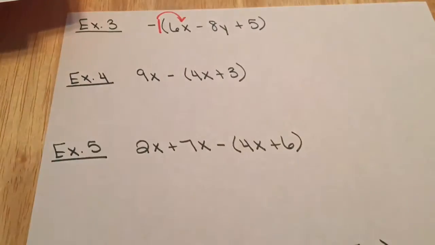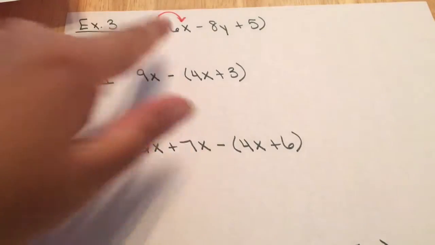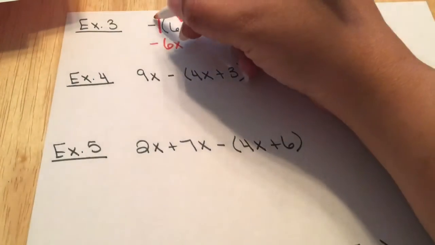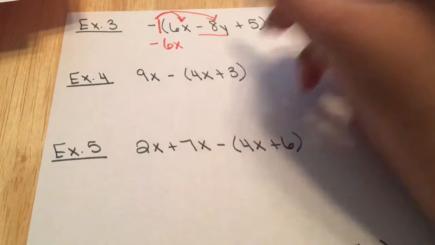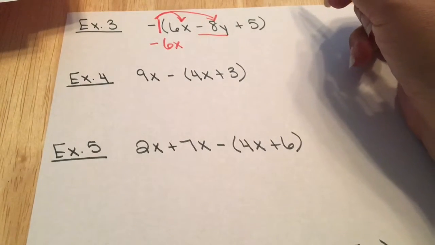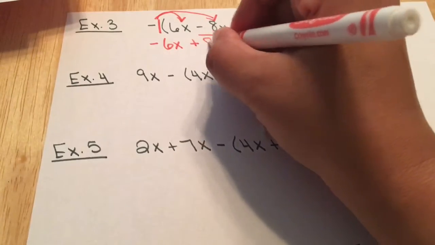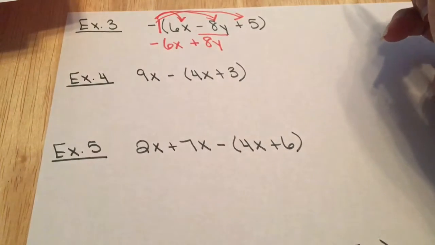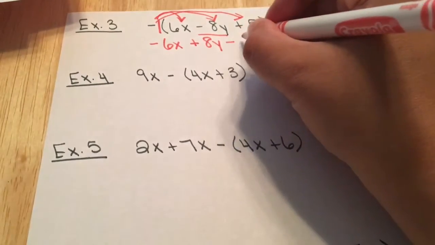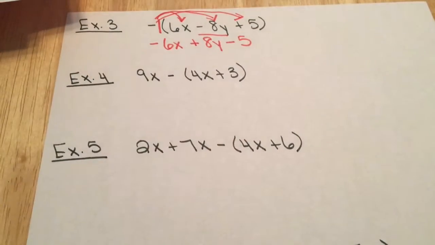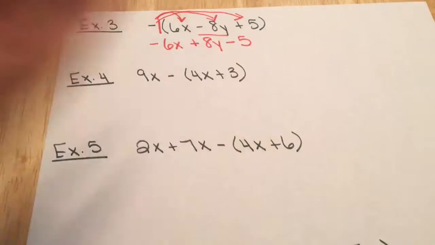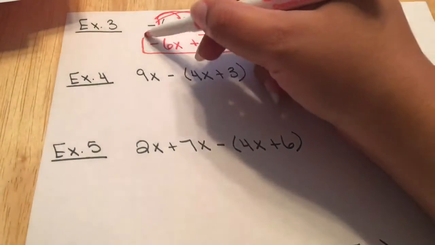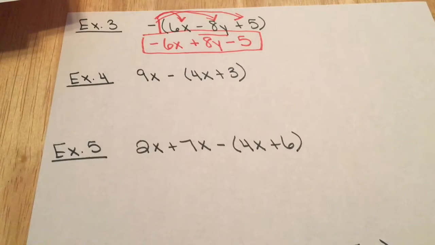Negative 1 times a positive 6x. We know a negative times a positive is going to be a negative 6x. Negative 1 times a negative 8y, it's going to be a positive 8y because we're going to take that sign in front of it. And negative 1 times a positive 5, we know that a negative times a positive will give us a negative 5. If I look to see any like terms here, I notice nothing here is like, therefore negative 6x plus 8y minus 5 is going to be my answer.